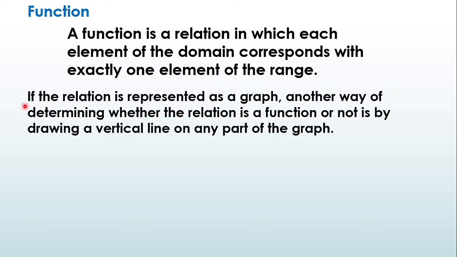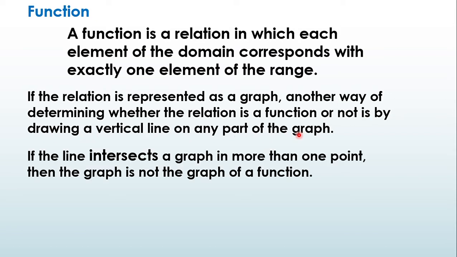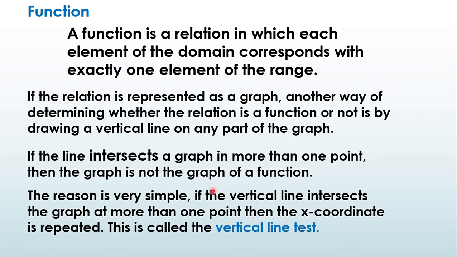If the relation is represented as a graph, another way of determining whether the relation is a function or not is by drawing a vertical line on any part of the graph. If the line intersects the graph in more than one point, then the graph is not the graph of a function. The reason is very simple: if the vertical line intersects the graph at more than one point, then the x-coordinate is repeated. This is called the vertical line test.